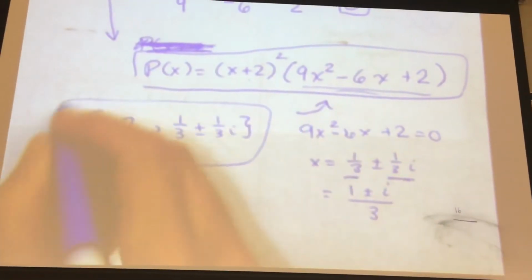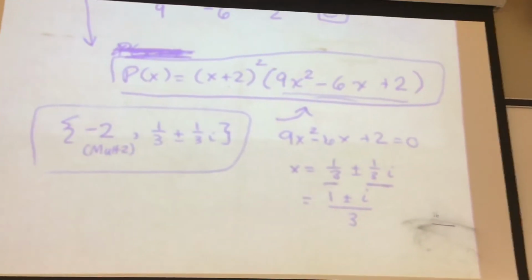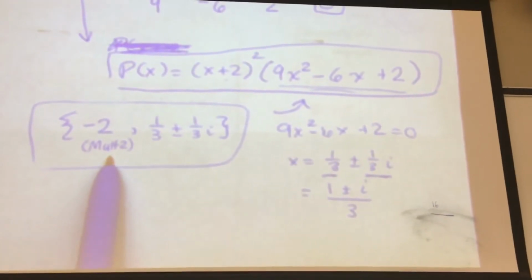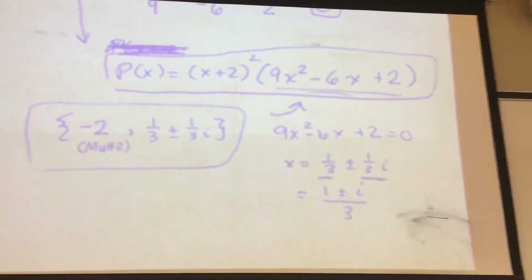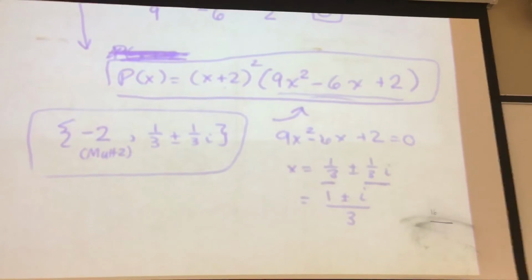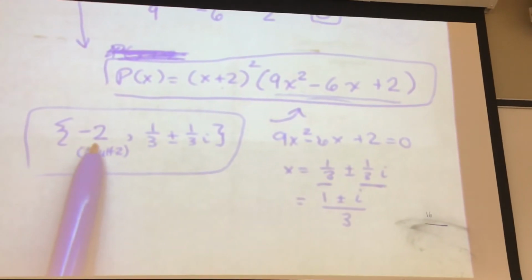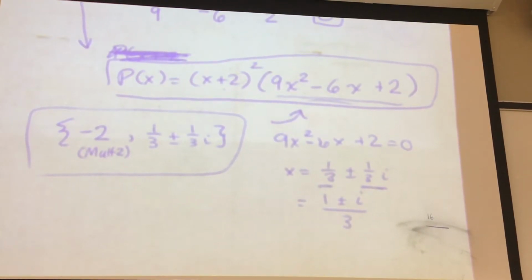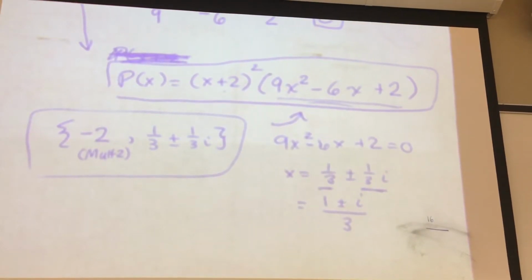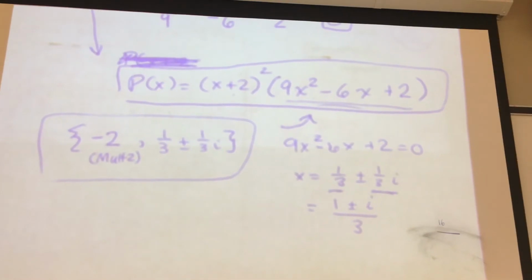Okay, but you definitely talked about all 4 powers, right? Because this is repeated. It happens twice, and then there's another 2. That adds up to 4, doesn't it? Okay. Again, if they only asked you for the rational zeros or the real zeros, it would just be -2. Okay, but when they say all zeros, that means complex, real and imaginary.